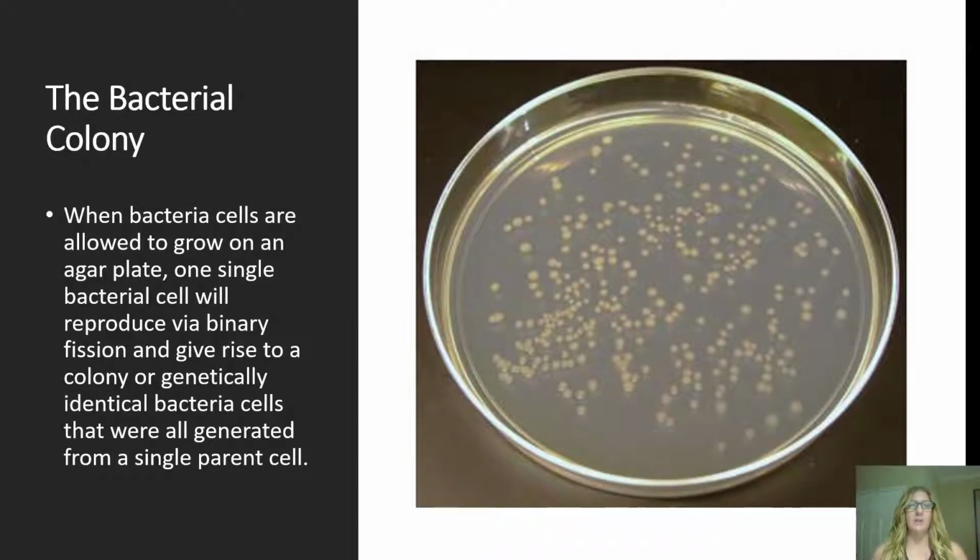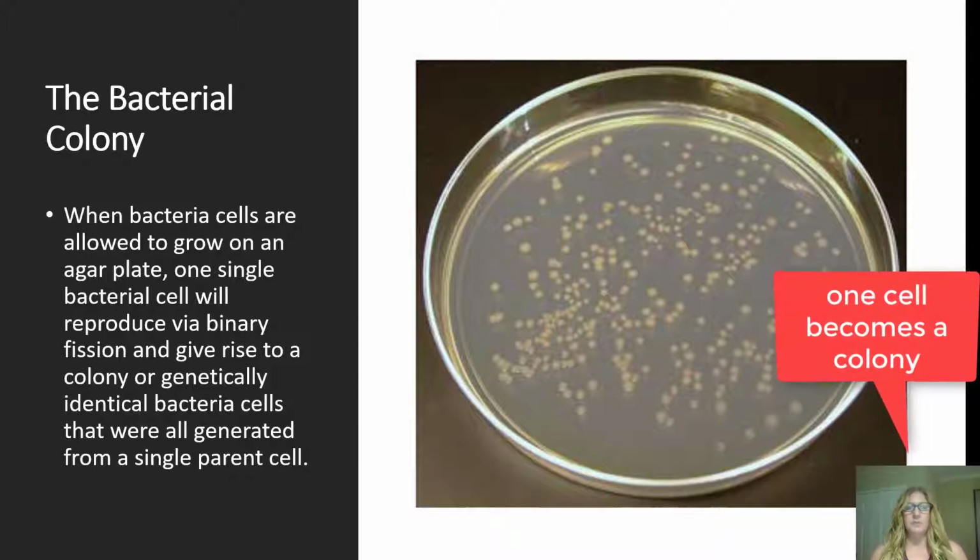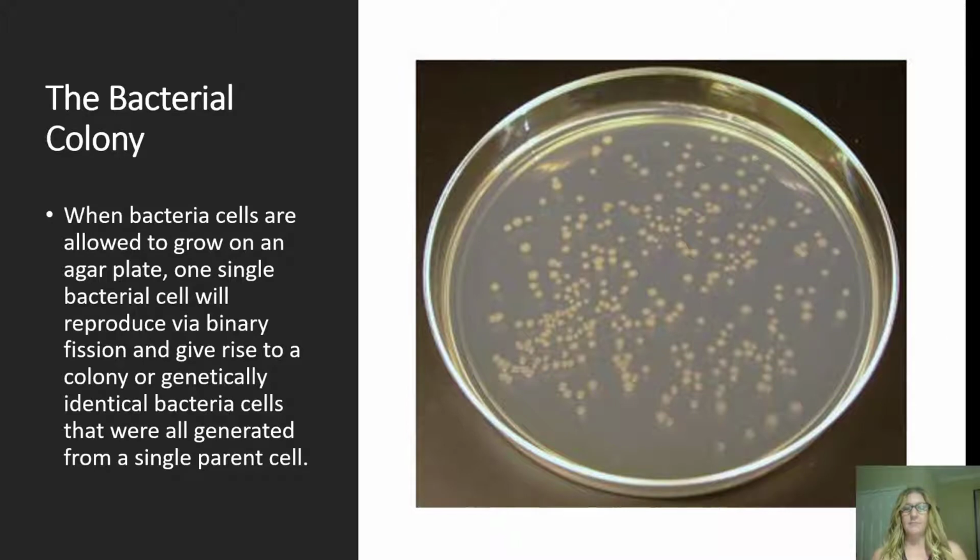The bacterial colony. When bacteria cells are grown in a petri dish like the one shown here, they are grown on agar. One single bacteria cell will reproduce using binary fission, and they will give rise to an entire colony. A colony is made up of genetically identical bacteria cells that are all generated from a single parent cell.